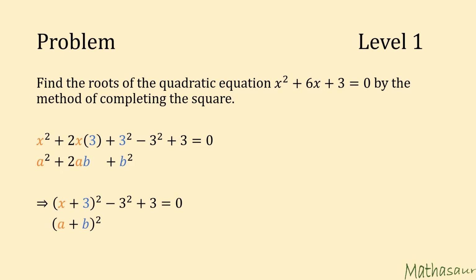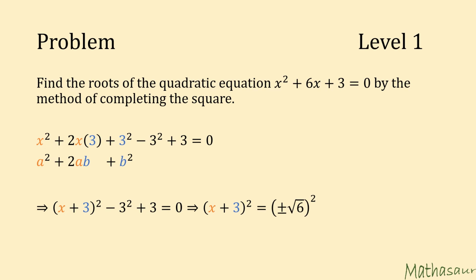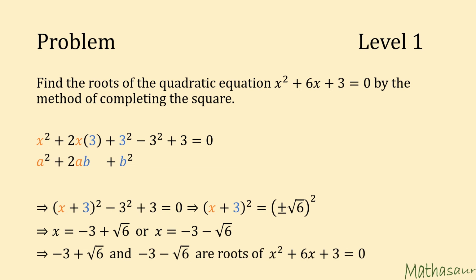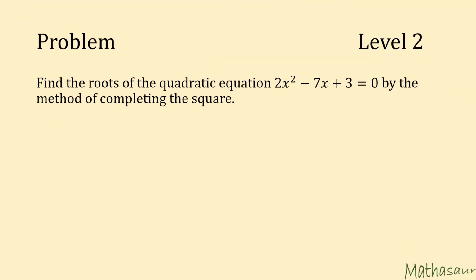Now let us use the identity a plus b whole square. Now let us simplify the rest of the terms and take them to the right hand side. So we get x plus 3 whole square is equal to 6. Taking square root on both the sides, we get x plus 3 is equal to square root of 6 or x plus 3 is equal to minus square root of 6. Solving these two linear equations, we get minus 3 plus square root of 6 and minus 3 minus square root of 6 as roots of the given quadratic equation. Let us look at another problem.